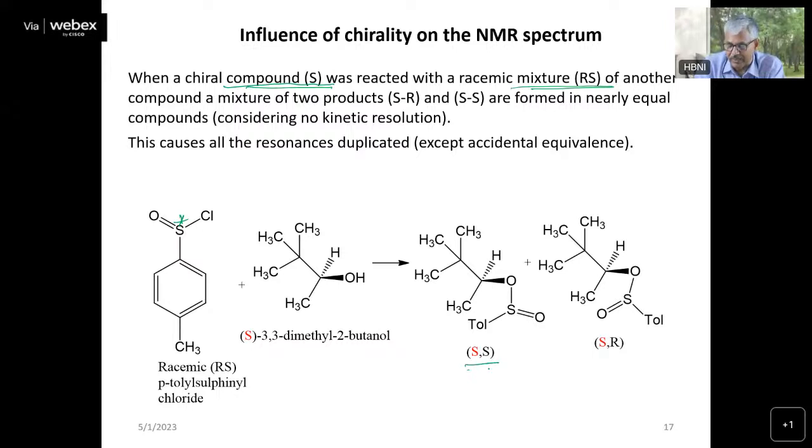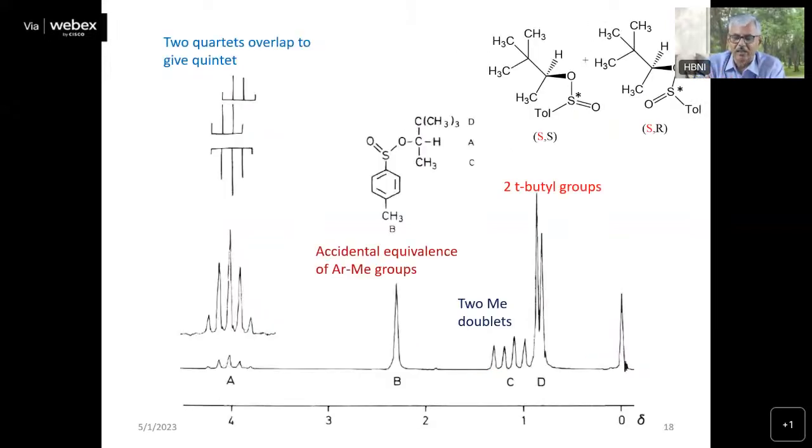Now one is the SS diastereoisomer, S of alcohol and S of sulfinyl chloride, and the other is S of alcohol and R of the sulfinyl chloride. So if you record an NMR, you will see 2 superimposed spectra due to the 2 diastereoisomers. You can see that in this particular case, even in a 60 megahertz spectrum, you can see the 2 tertiary butyl groups.